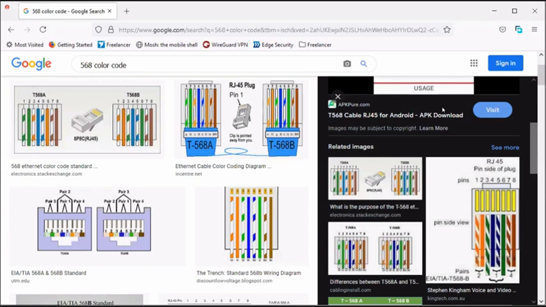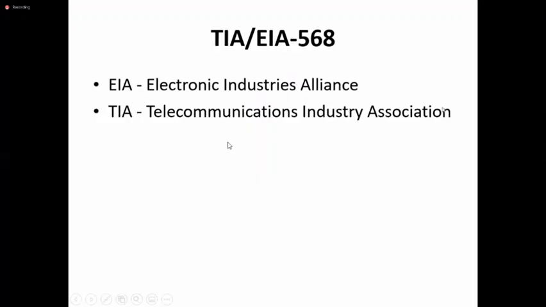So this is the standard used in structured cabling, TIA/EIA 568. EIA stands for Electronic Industries Alliance. TIA stands for Telecommunications Industry Association. These organizations have come up with this standard, so that I think that is why we use standards.